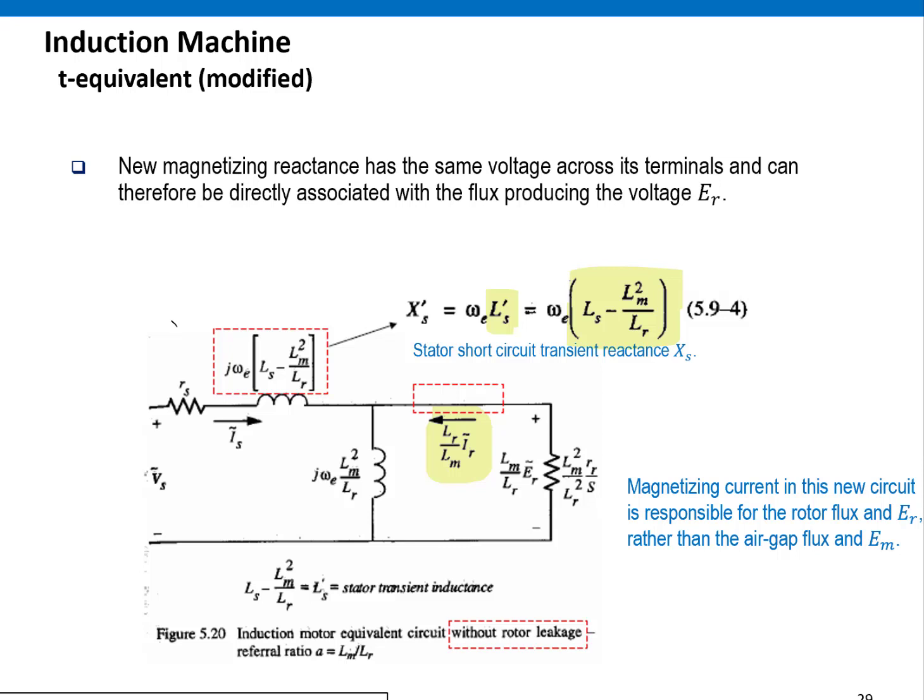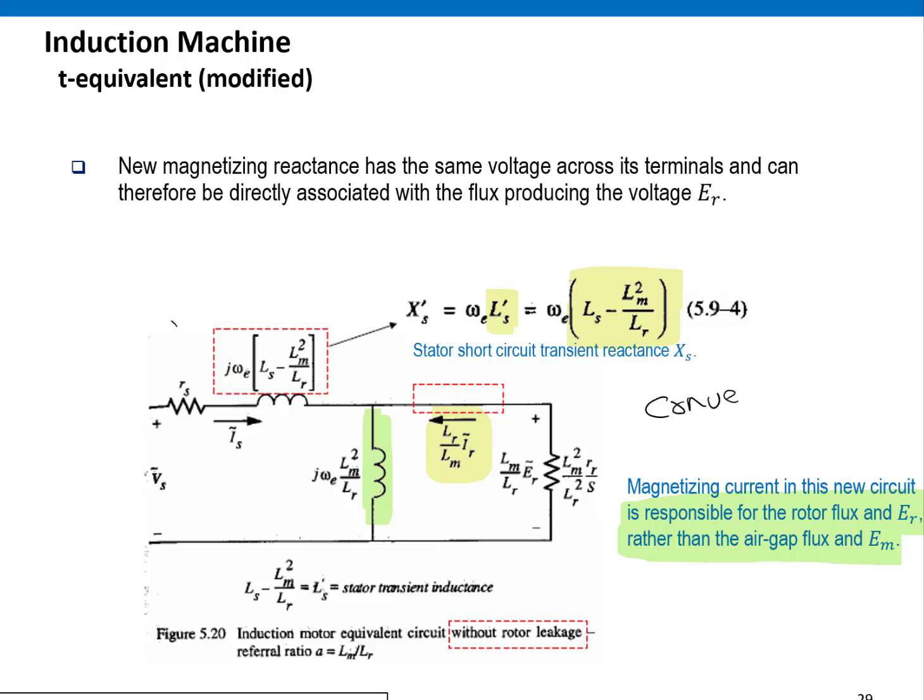So you have what's going down the magnetizing branch here. And you've got that magnetizing current in there in this new circuit is completely responsible for the rotor flux and for ER, rather than the air gap flux in EM. So that's kind of the main point here.